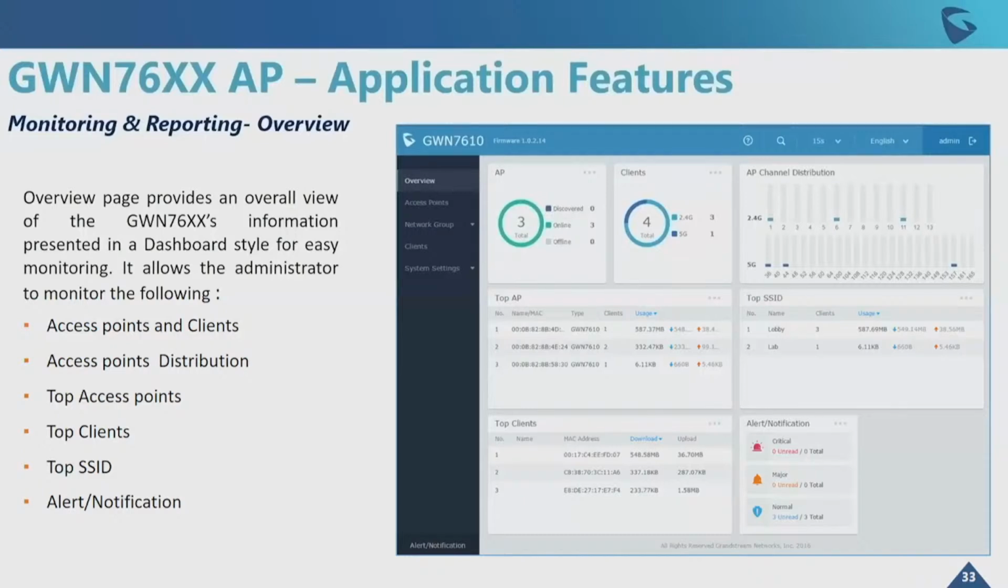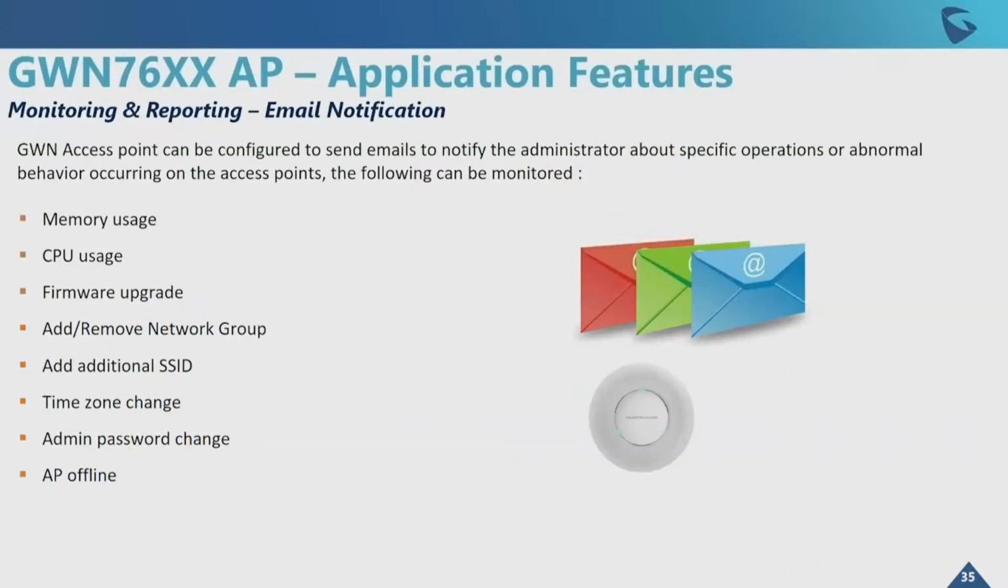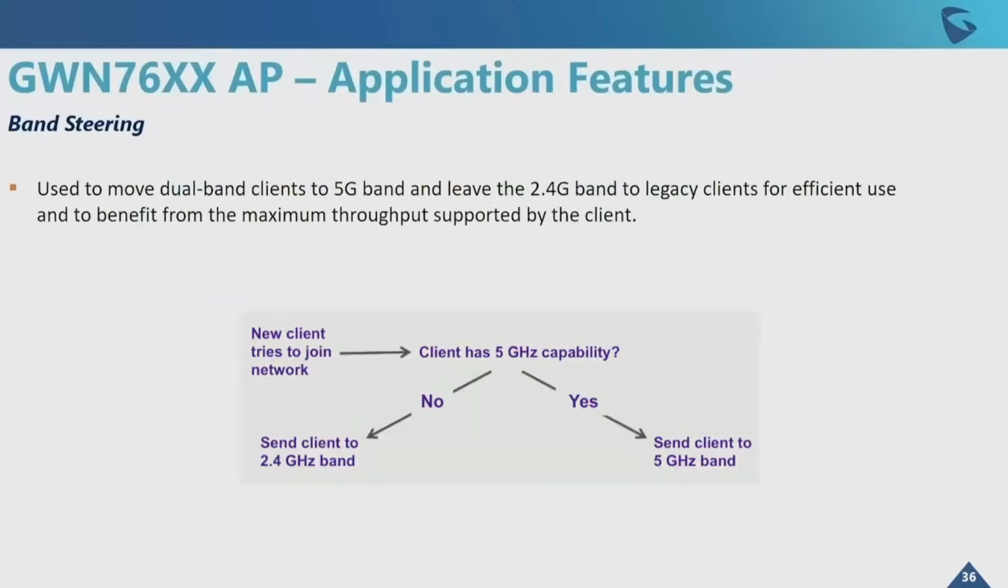Okay. The next feature that's available on our access point on the 7.6, actually on all of our access points, is band steering. For those of you who are not familiar with band steering, it's basically a feature that allows the access point to negotiate with the wireless client based on their capabilities and send them over to the less crowded 5 gigahertz band.